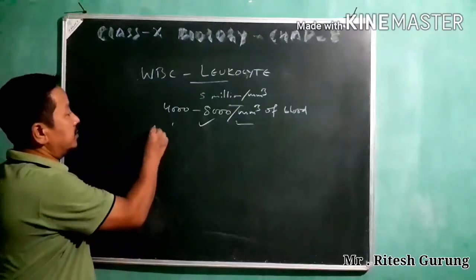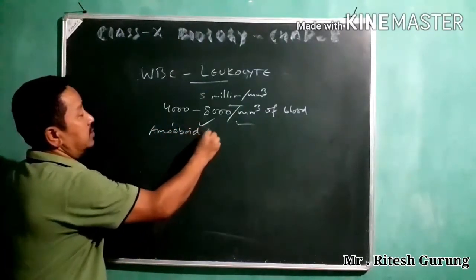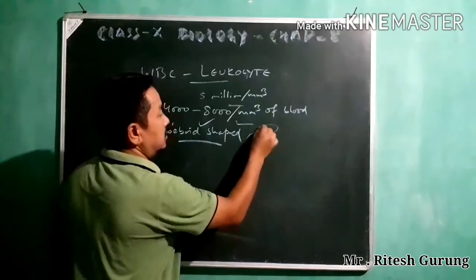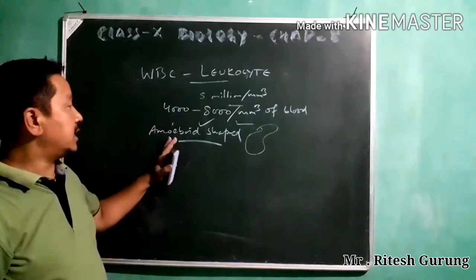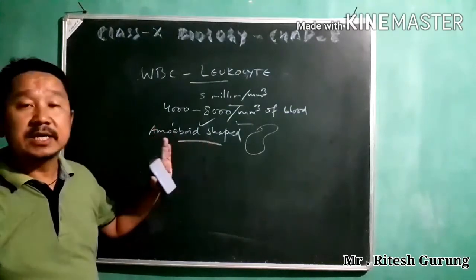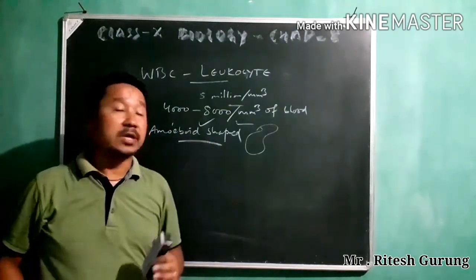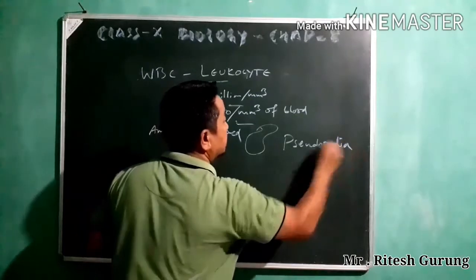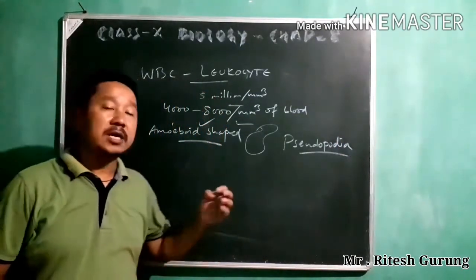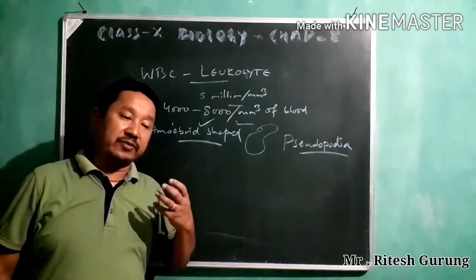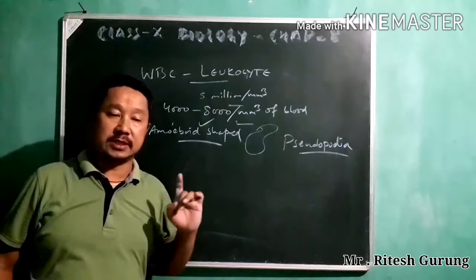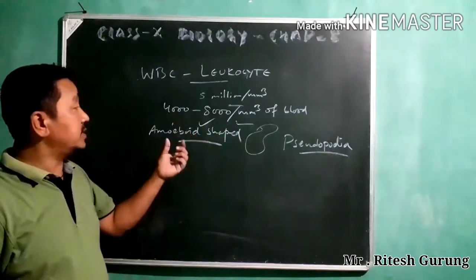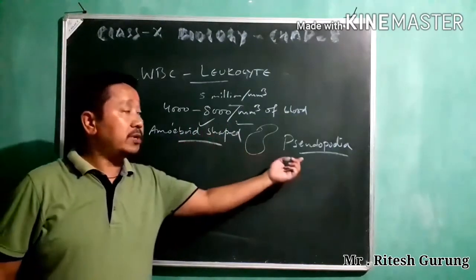Amoeboid shape. The shape of WBC is like this, amoeboid shaped, which can even produce pseudopodia. Pseudopodia are the false feet, which we usually find in amoeba, and that we discussed in our previous class. So the shape of WBC is amoeboid, which can even produce pseudopodia.